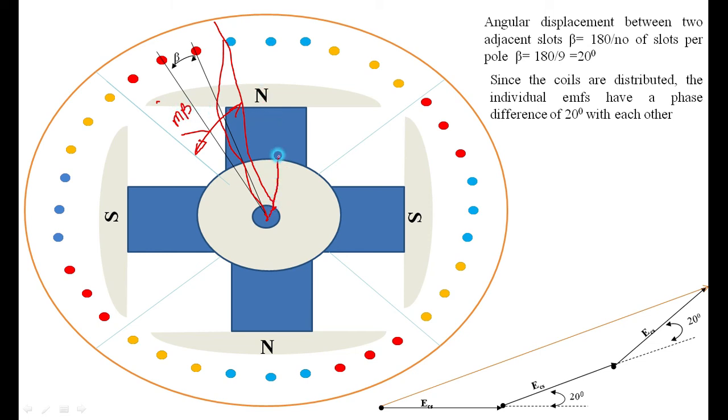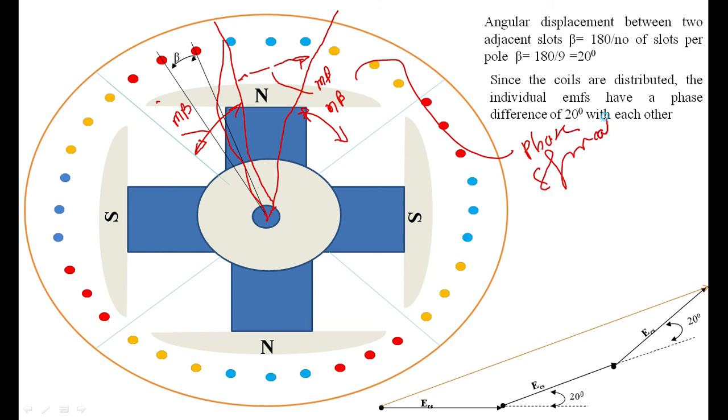And another set of slots is distributed for the next phase. This is also a phase spread, that is also M beta. And the remaining is also M beta. Is it not? This is called the phase spread. It means the angle which is subtended by a set of slots under each pole for each phase is called the phase spread.